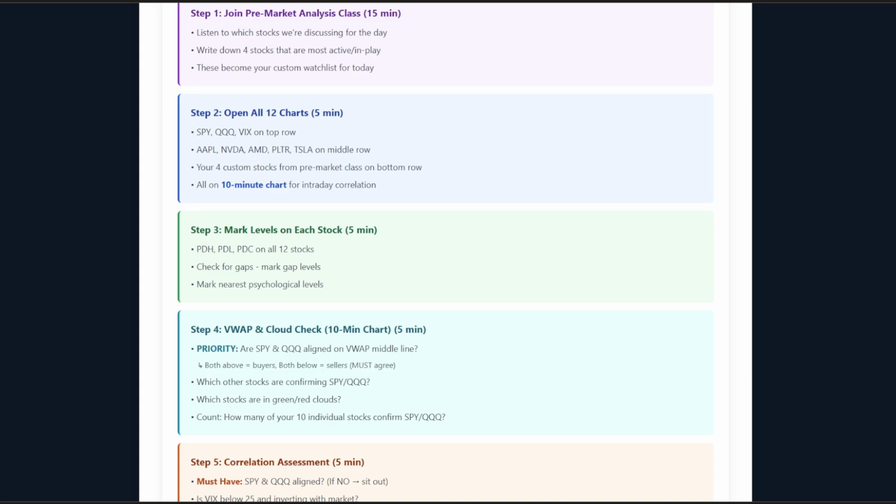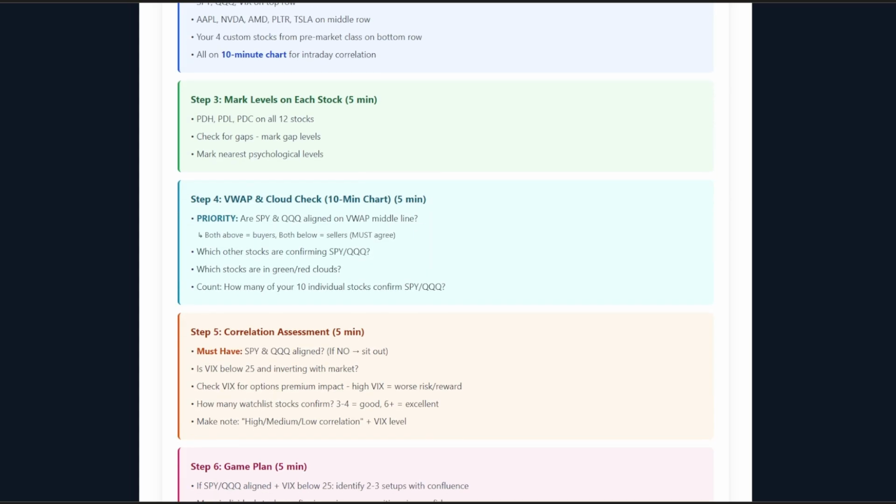Very simple. Step 3, you mark levels on each stock. Previous day high, previous day low, very important. Previous day close as well on all 12 stocks. Check for gaps, mark the gap levels, mark the nearest psychological levels as well, because that is where liquidity lies, as those psych levels as well as those previous day high levels and the gap levels, right? Very simple. Step number 4 is the VWAP and cloud check, 10-minute time frame.